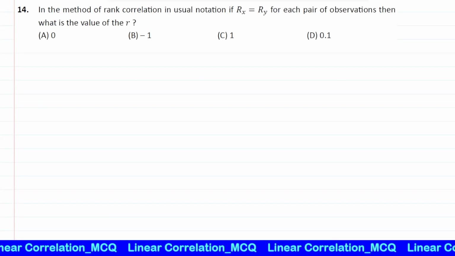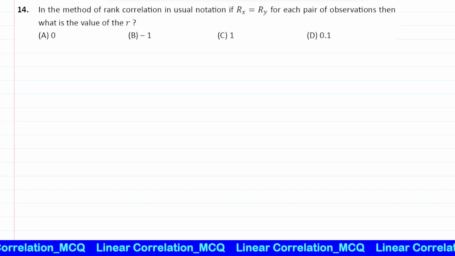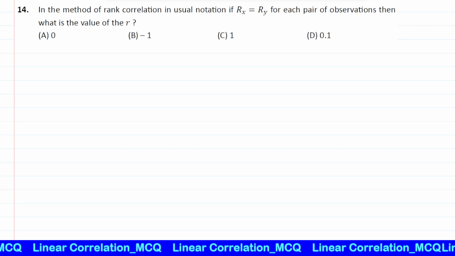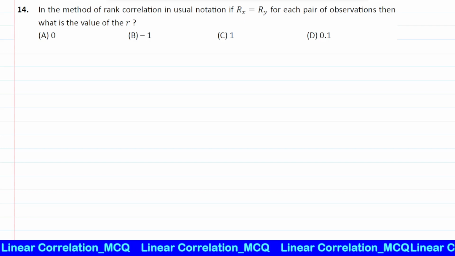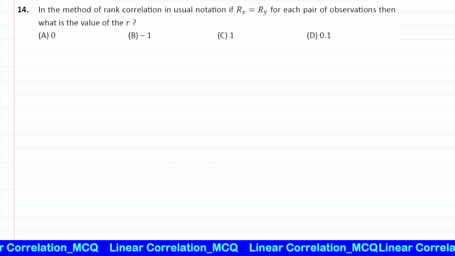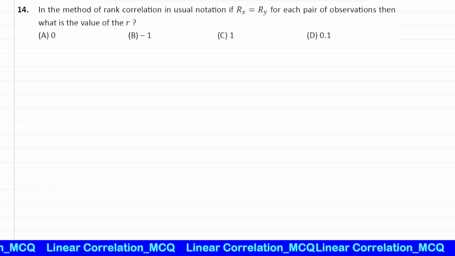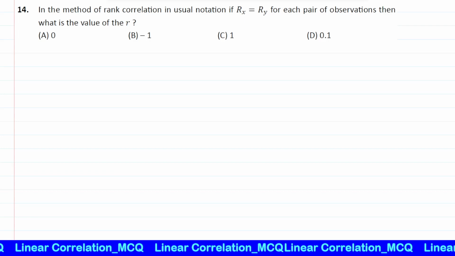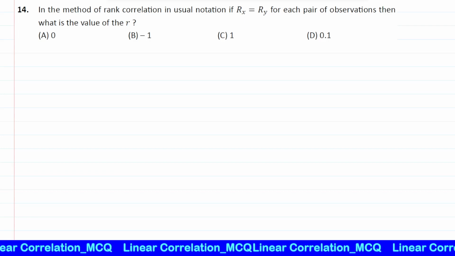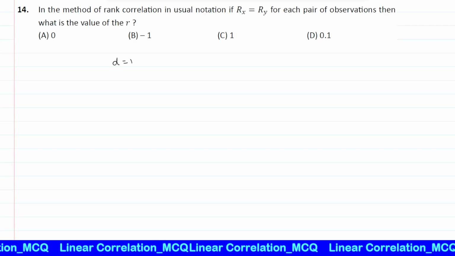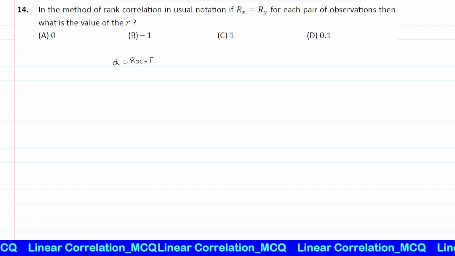Question number 14. Question 14 is given: in the method of rank correlation coefficient, in usual notation, if Rx equals Ry, meaning the rank of x equals the rank of y for each pair of observations, then what is the value of R? See, D equals Rx minus Ry.